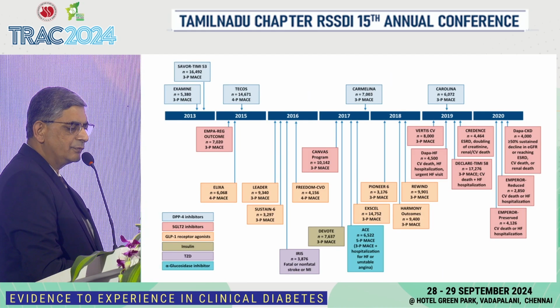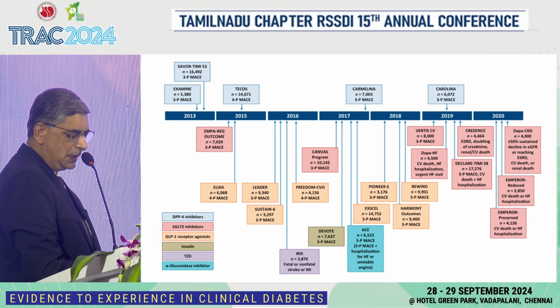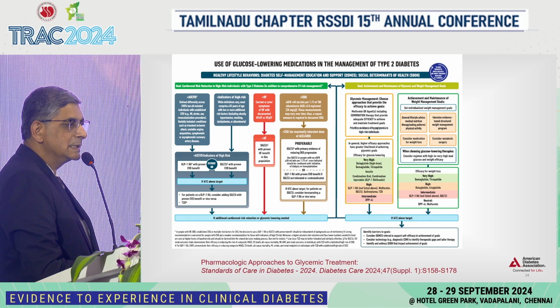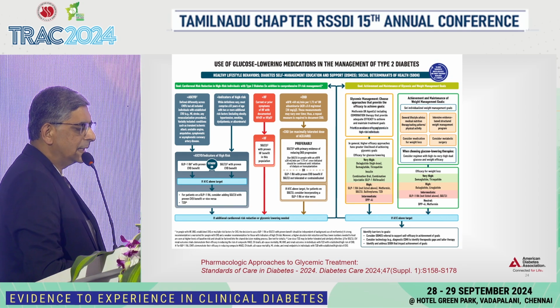The evidence from various studies, and I haven't taken beyond 20 because the slide didn't permit me, but now you've got a host of agents that you can use for intervention. This is the current guideline that we look at: if you have ASCVD, then your first choice is of course a GLP-1 analog, followed by SGLT2 inhibitors.